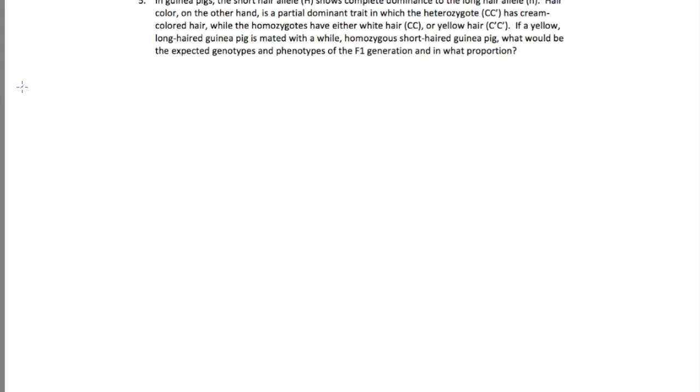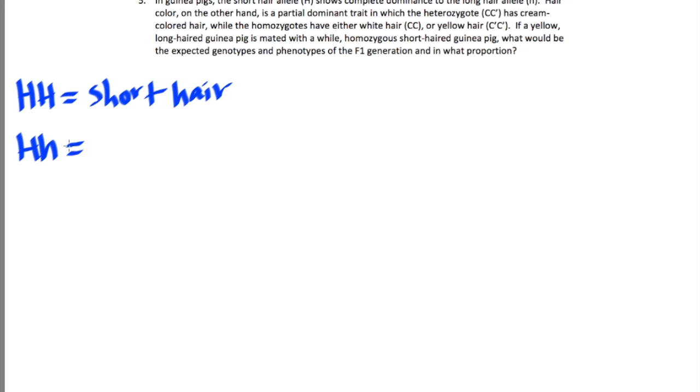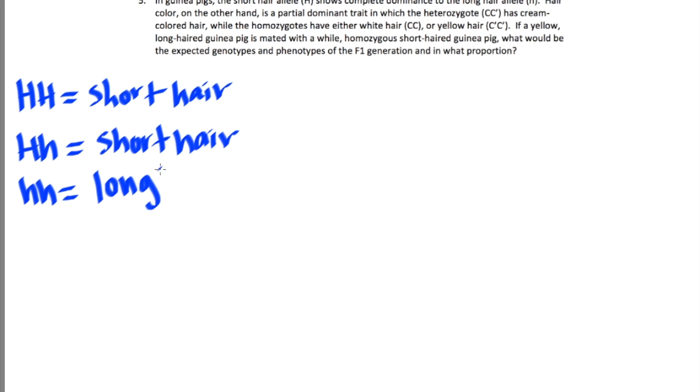So we know that HH will be short hair. We know capital H, little h, this heterozygous individual, will also have short hair. And little h, little h will have long hair. Okay, so that's our first thought.